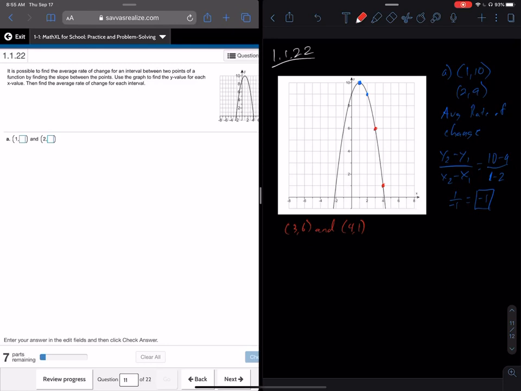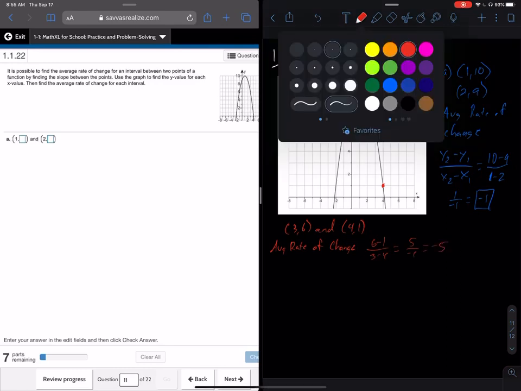Now, they might ask you for points on the left side of the parabola. They might ask you for the right, whatever it happens to be. But the idea is you're going to fill them out, you find where they intersect, and then your average rate of change, again, is your slope formula. So y minus y over x minus x. So in this case, I would do 6 minus 1 over 3 minus 4. So that's going to be 5 over negative 1, which will give me negative 5.